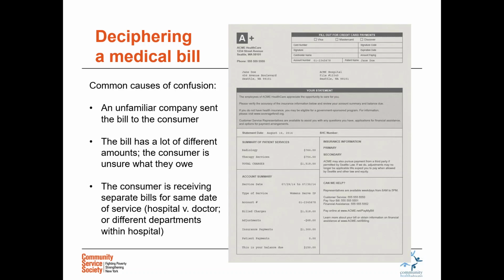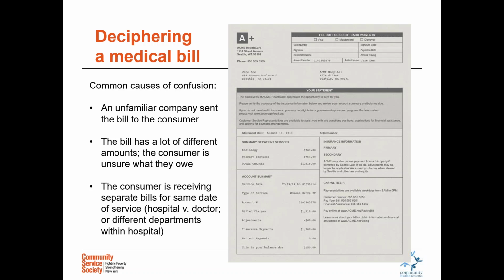Next, we'll see that the bill has a lot of different amounts, and the consumer is unsure about what they owe. So, like here, Jane Doe isn't maybe clear about why there are so many numbers on here, and then all of a sudden at the bottom you get to a balance due of $150. She might see total charges $1,518 and kind of freak out at that number. So oftentimes consumers don't understand what their copay is, or that insurance has paid part of the claim. They might be confused about the amounts that they see.